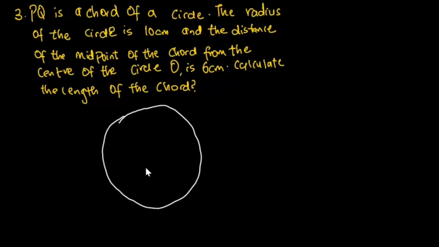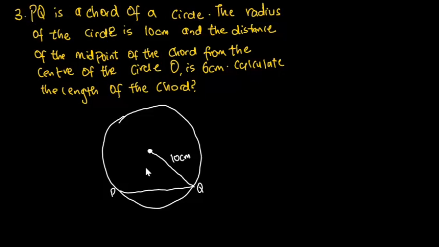So the third question reads, PQ is a chord of a circle. So let's just draw that chord, which is PQ. So PQ is the chord of a circle. The radius of the circle is 10 cm. Again, always ensure that your radius is drawn from the center to the end of a chord so that you can get a triangle. So this radius is 10 cm.